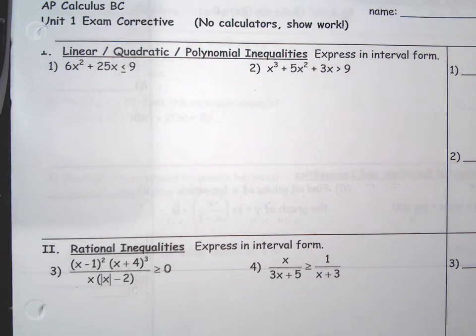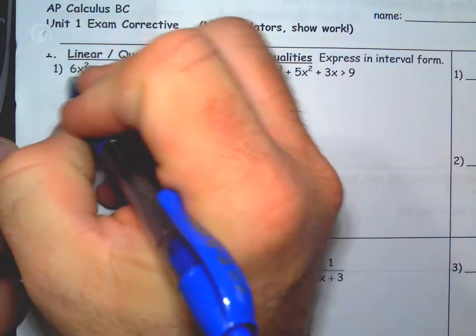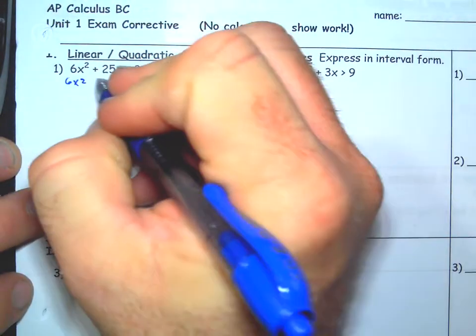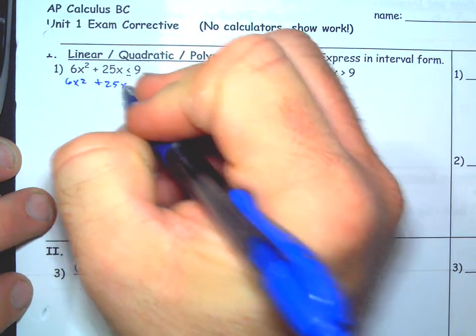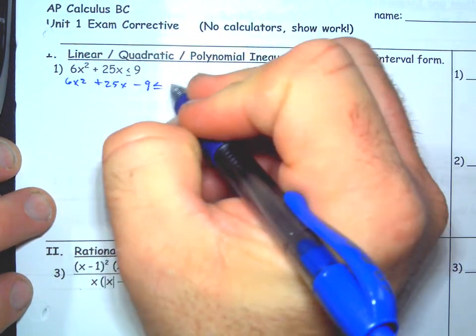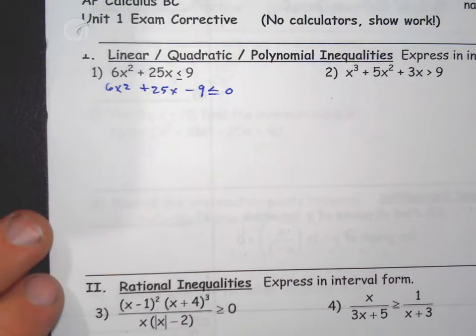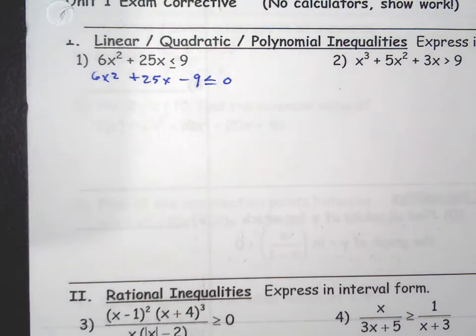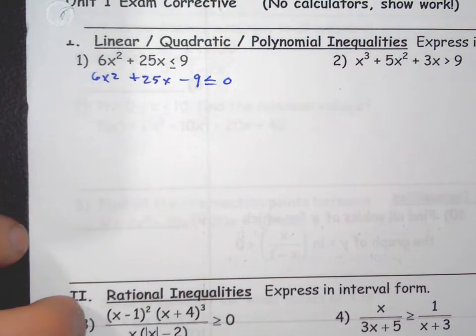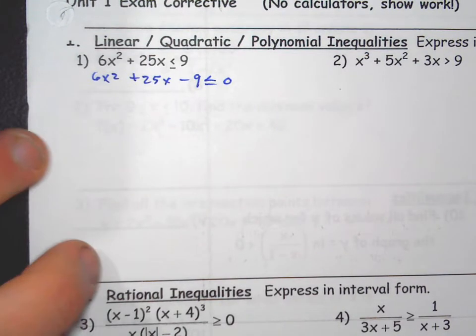So we have some polynomial inequalities. You want to move everything on one side. 6x squared plus 25x minus 9 less than or equal to 0. Just try and factor it. If you can't factor it, try and use quadratic formula. Rational root theorem would be for anything above quadratic because it's not guaranteed to work.